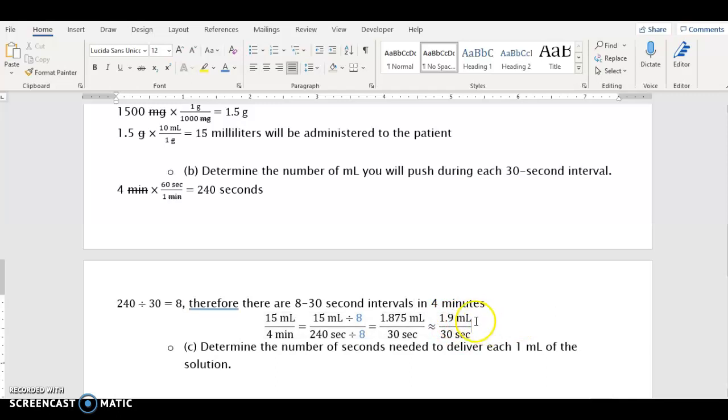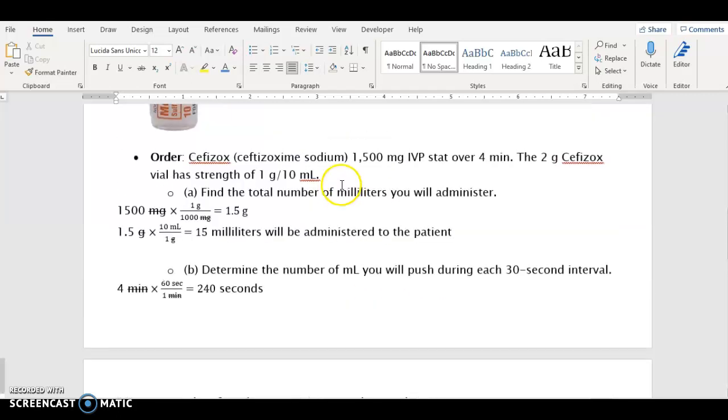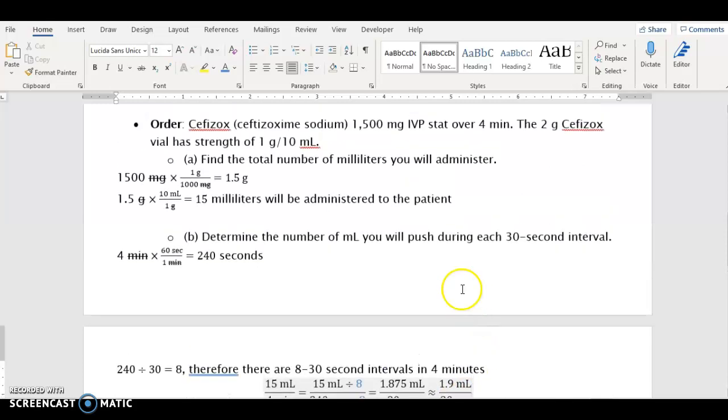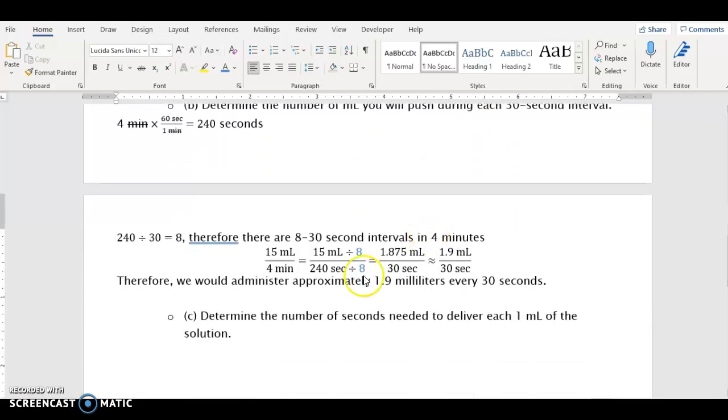So to administer the medication via an IV push, we would push 1.9 milliliters into the patient's body every 30 seconds until we complete the infusion. The last part of the question is asking us to determine the number of seconds needed to deliver each milliliter of medication.